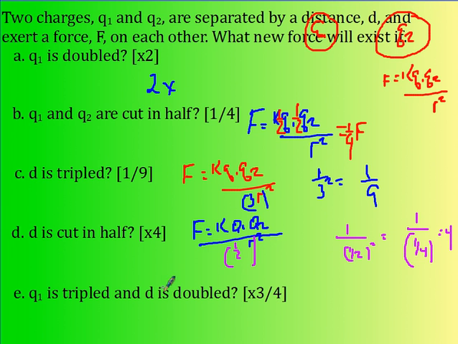Now these become a little bit more complicated. What if Q1 is tripled and D is doubled? Just write your formula. F is K Q1 Q2 divided by R squared. Q1 is tripled, so I'm going to put a 3 here. And D is doubled, so it's going to be 2 squared. So this is 3 divided by 2 squared, or 3/4 the original force.